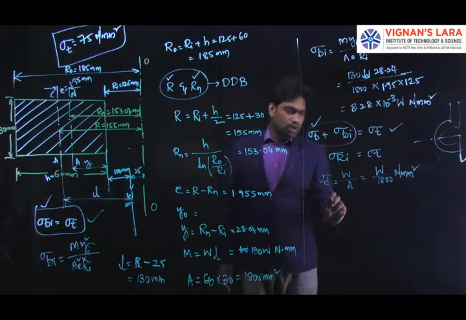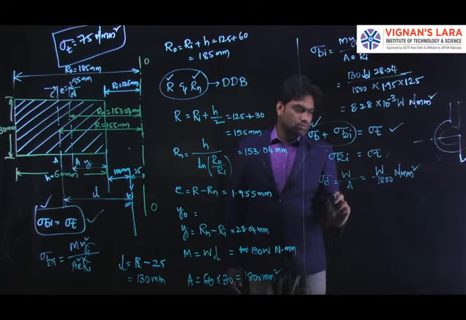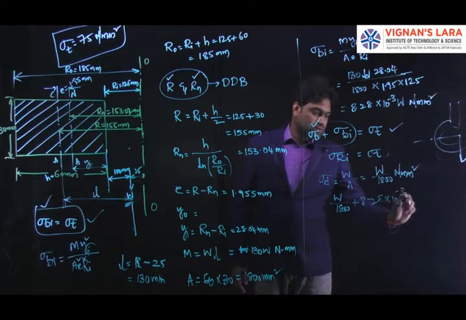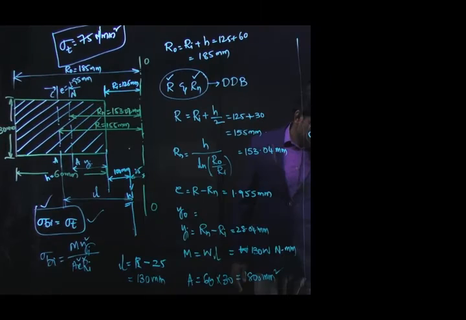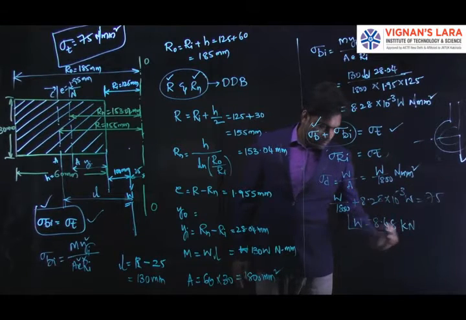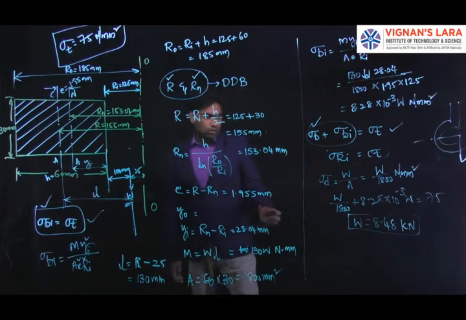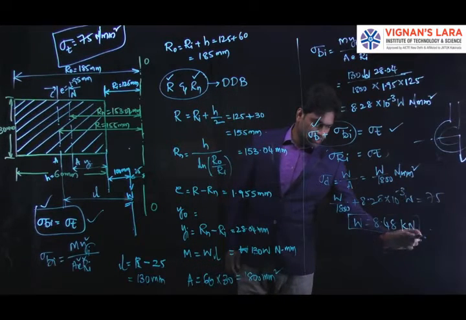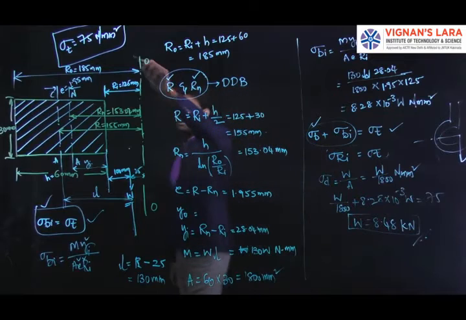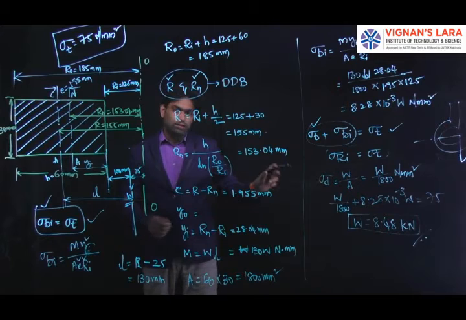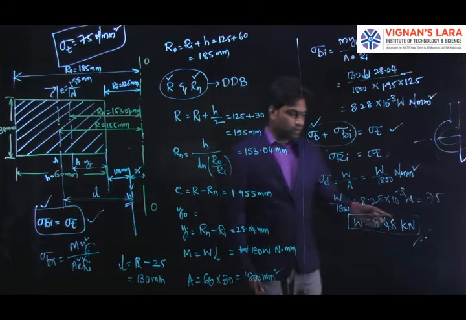Clear? So sigma ri equal to sigma t, so W by 1800 plus 6.28 into 10 power minus 3 W should be equated to the permissible stress. So we can also check the value of load, that is the load carrying capacity of the crane hook. With the permissible stress of 75 for the material selected for the crane hook, the maximum load carrying capacity of the crane hook is only 8.48 kilonewtons.